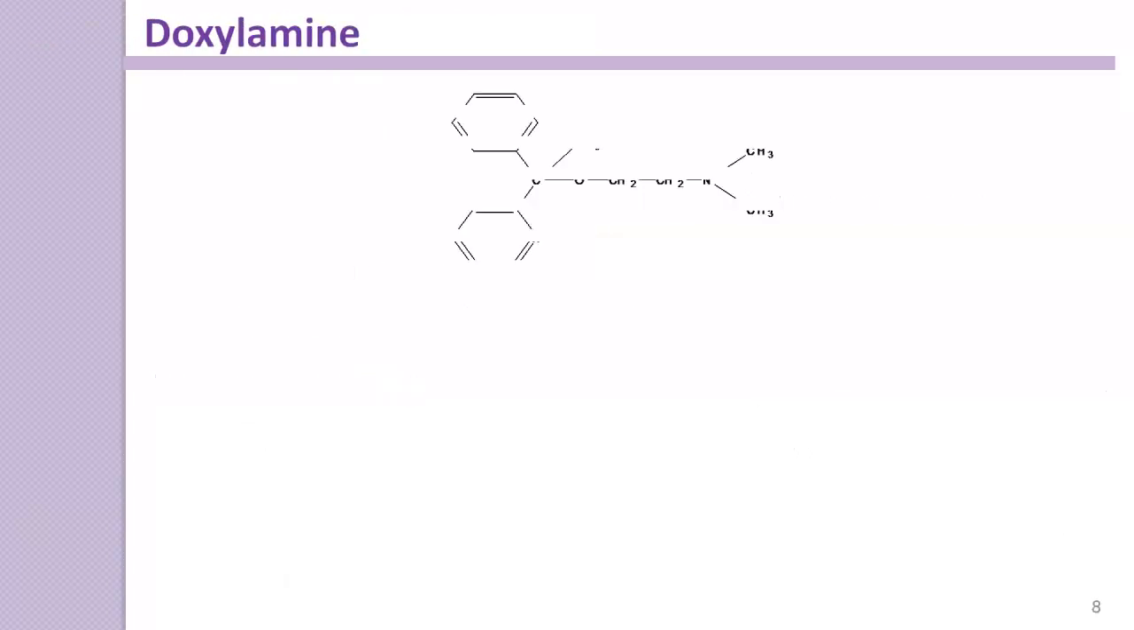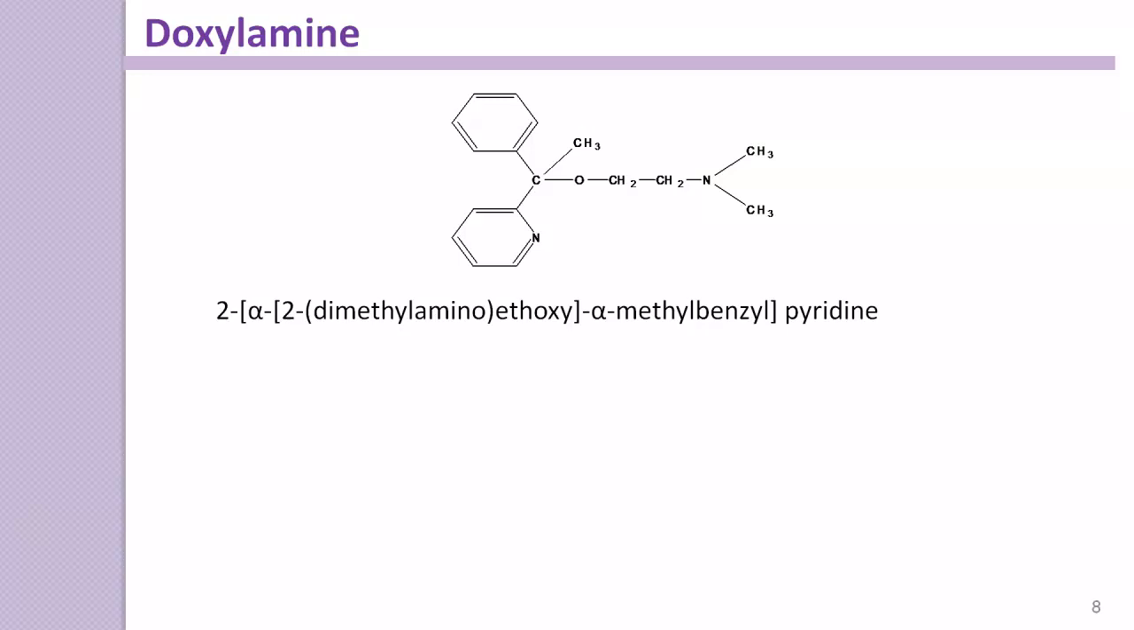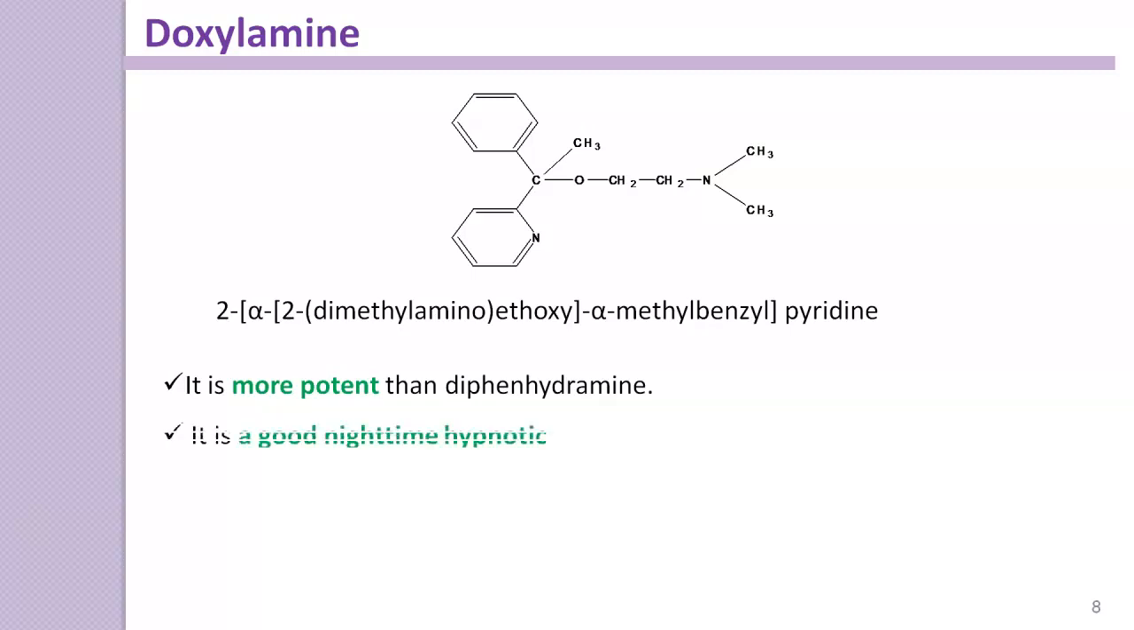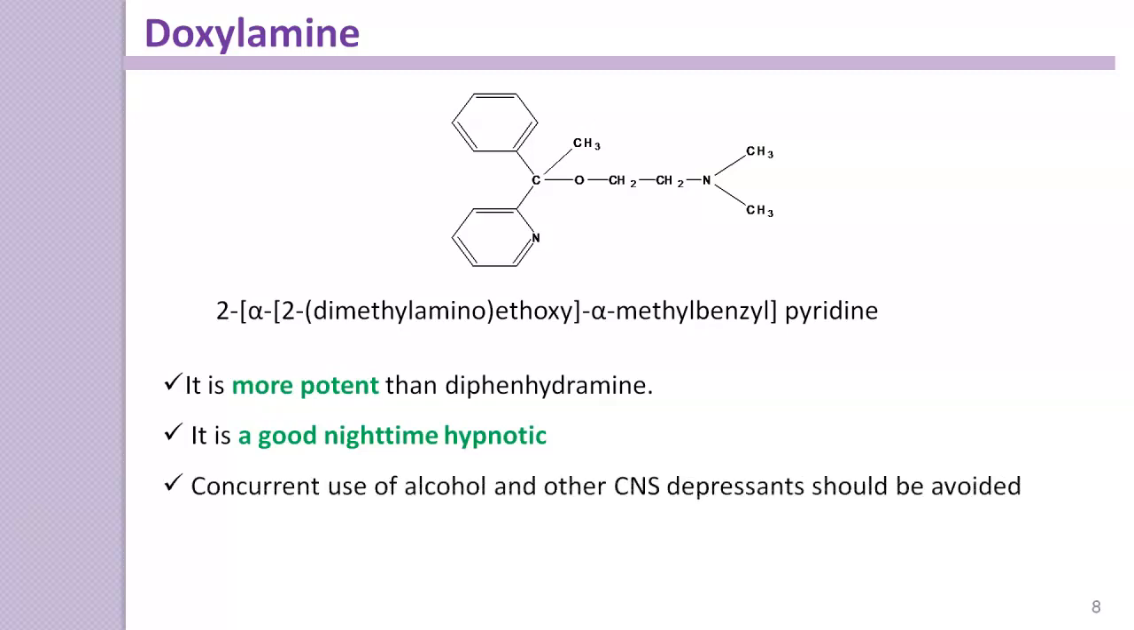Next is doxylamine. We have just seen the structure. Here, instead of one phenyl ring, it has a 2-pyridyl ring substitution, and one hydrogen is replaced by a methyl group. It is more potent than diphenhydramine and is a very good nighttime hypnotic drug. The concurrent use of alcohol and other CNS depressants should be avoided with doxylamine.